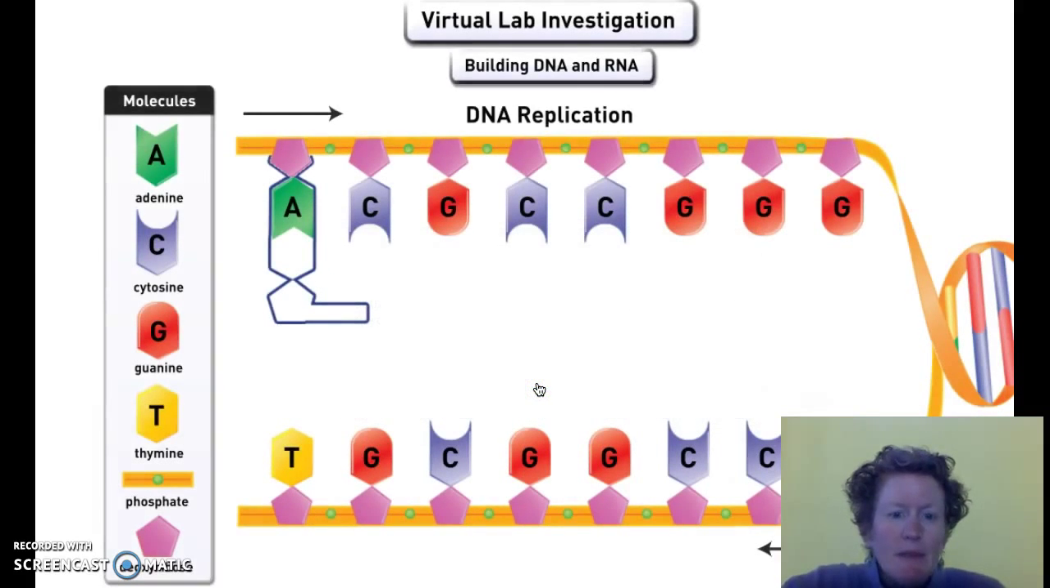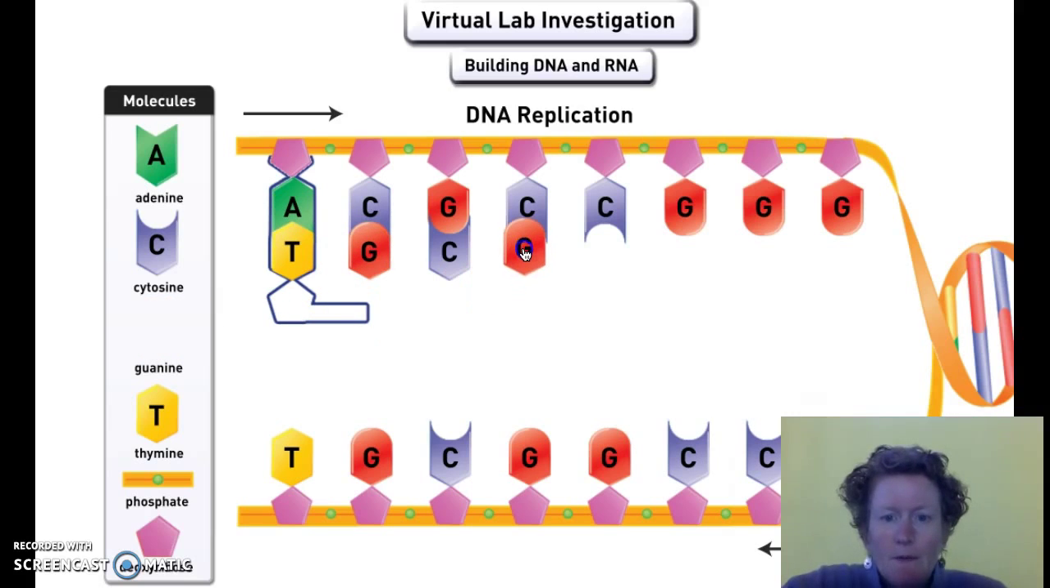DNA has complementary base pairs. That means they have base pairs that always match up. In other words, A always goes with T, and G always goes with C. Or if G is already there, you bring in C. You can see the colors, like green always goes with yellow, and purple always goes with red. I'll put in a couple of bases.